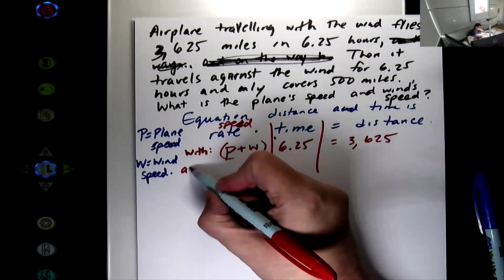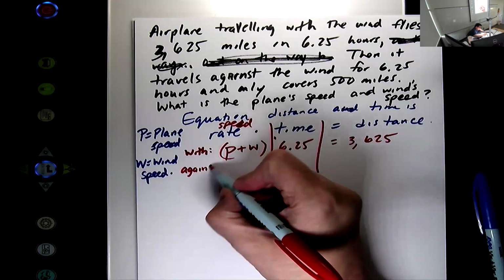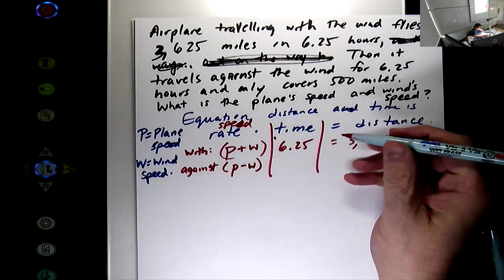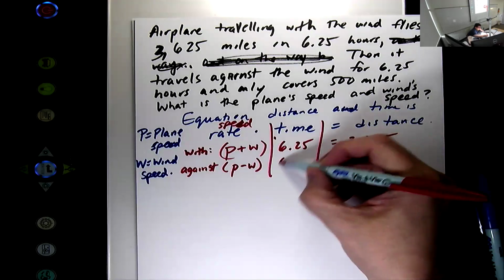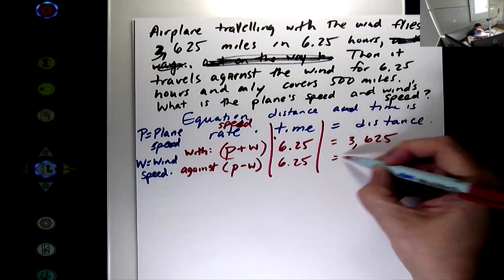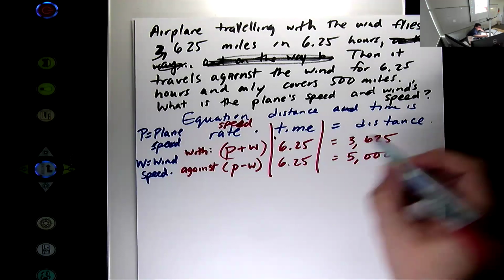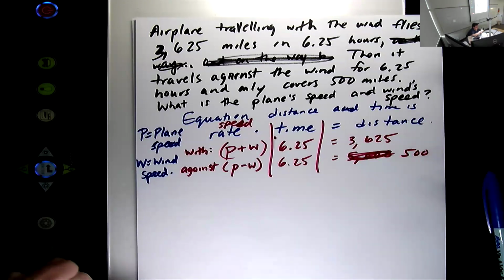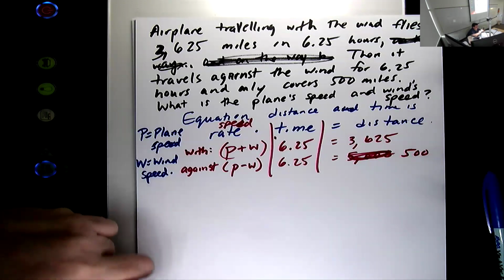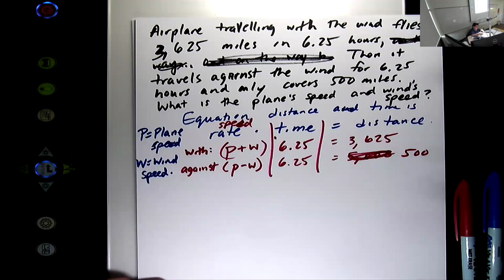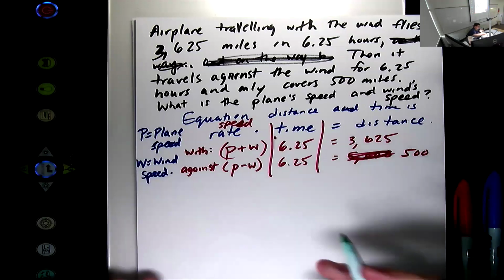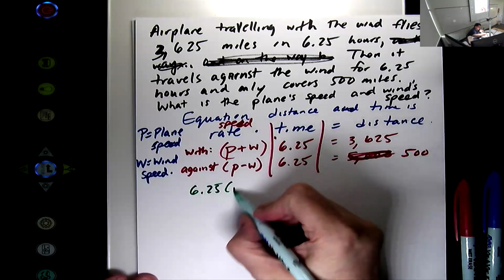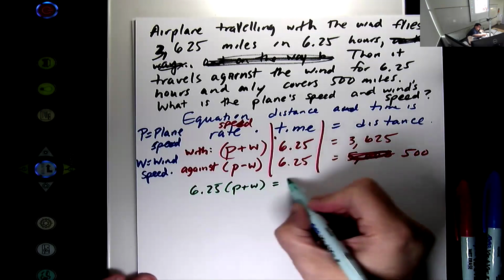Exactly. So we're going to have the against. You have to subtract the wind speed because it's pushing your boat or your plane backwards. It's the same amount of time. You've got less distance, 500, not 5,000. So if we go along the rows here, this is what we get.